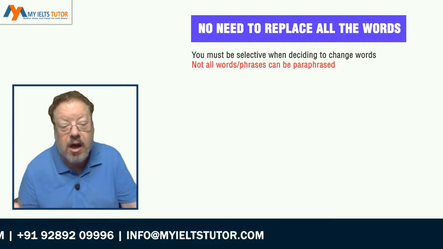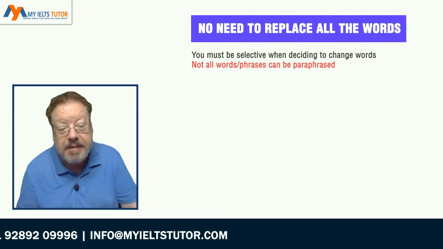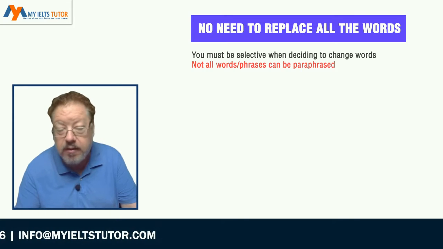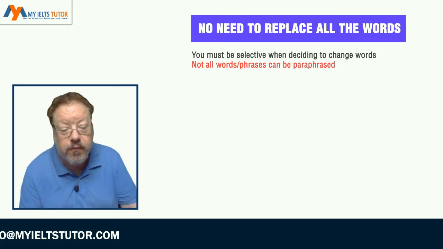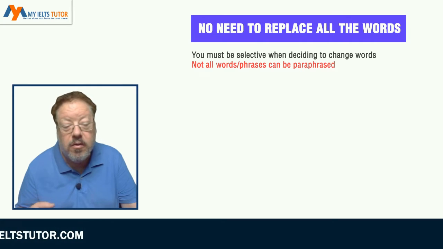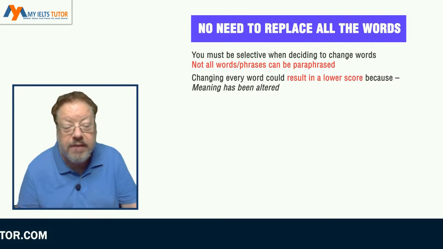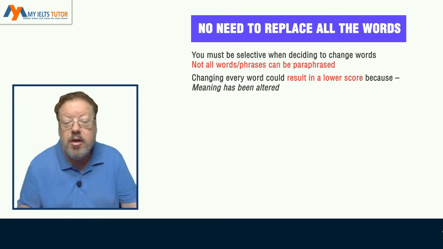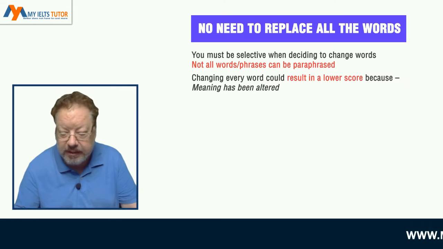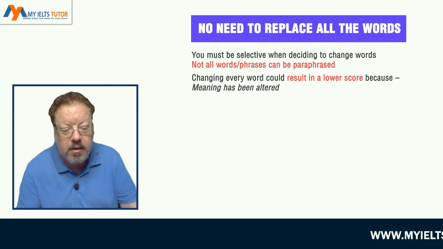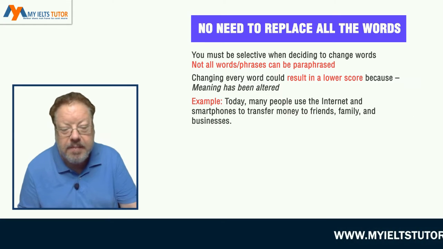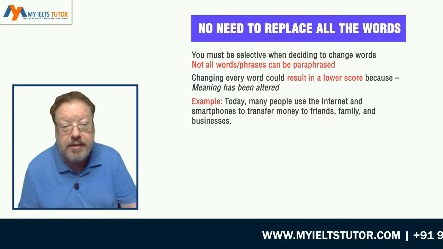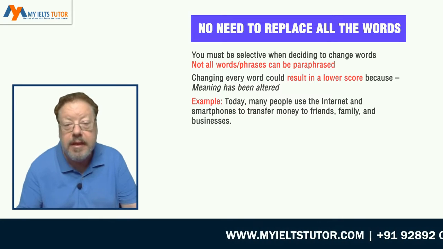First of all, not all words or phrases can be paraphrased. There's just no effective paraphrase synonym for that. So, for instance, also, if you change every word, this could result in a lower score because you've altered the meaning. You changed the meaning of the sentence. So, for example, today many people use the internet and smartphones to transfer money to friends, family, and businesses. Okay? So let's look at this.